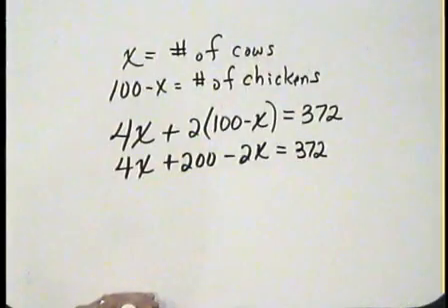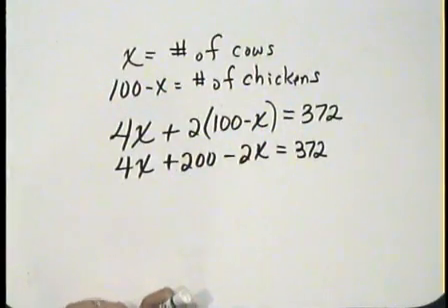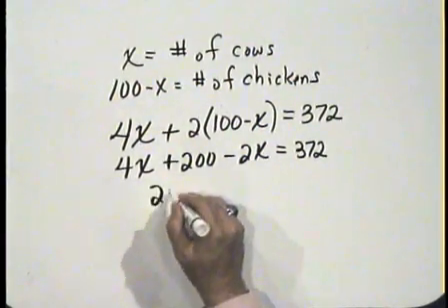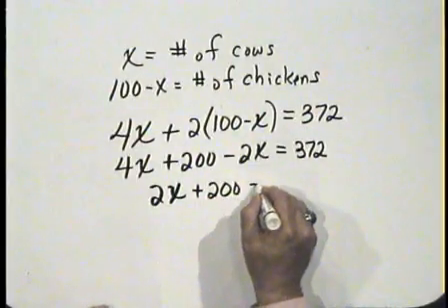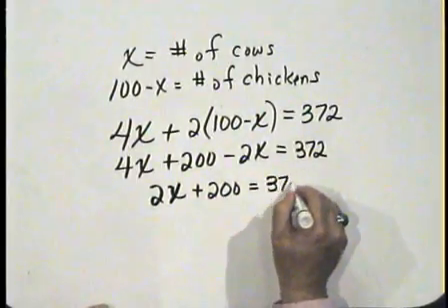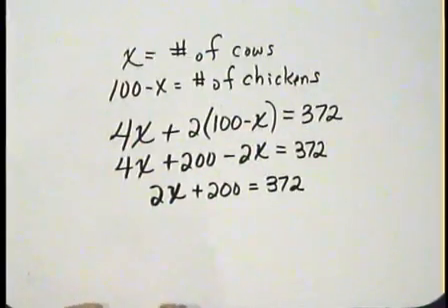I can combine those like terms. 4x and a negative 2x, or 4x minus 2x, depending how you look at it, is 2x. So I have 2x plus 200 equals 372. Step by step through the problem.